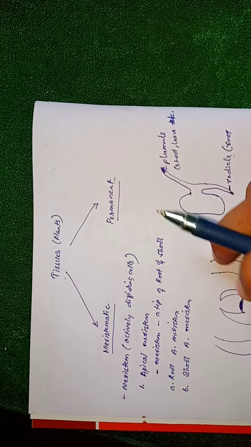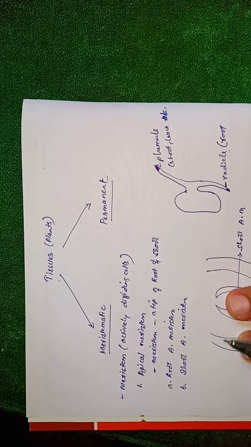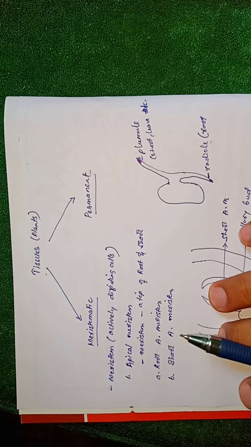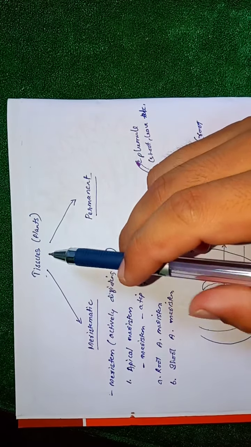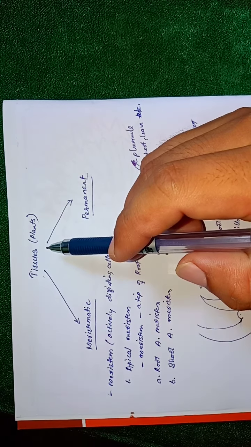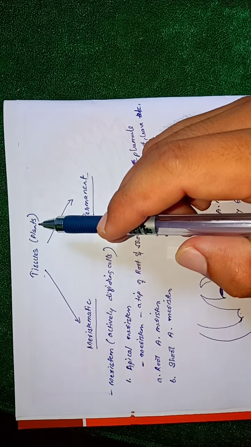Hello, let's discuss chapter 6, that is anatomy of flowering plants. What is anatomy? Anatomy refers to the internal characters or the internal appearance. Now let's first start with tissues. What is tissue? A tissue is a group of cells having a common origin and usually performing a common function.